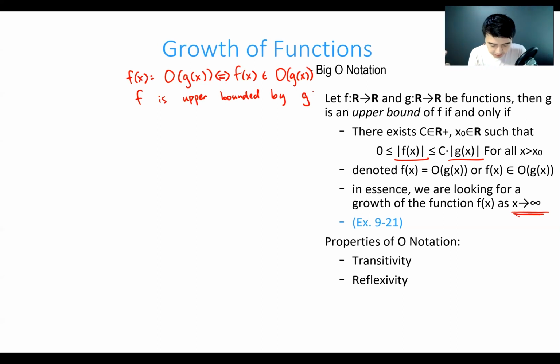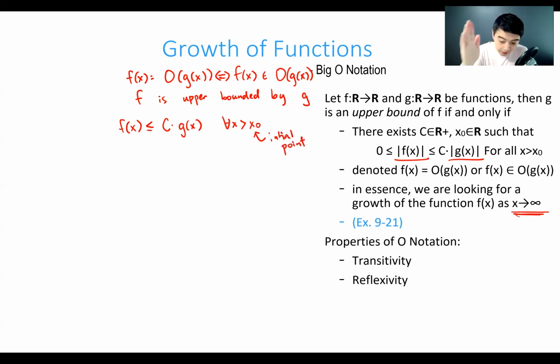Let me give you a few examples. The official definition here is that if f is upper bounded by g, that means f of x is less than or equal to some constant times g of x for all x that is bigger than some initial starting point. This is called an initial point. So after some point on the number line, anything to the right of this, g of x will always be bigger than or equal to f of x, as long as we can multiply a constant to it.